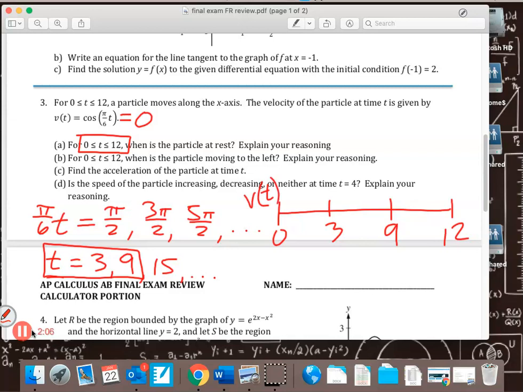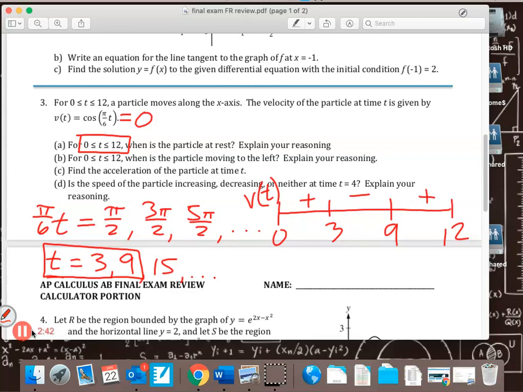If I plug a number like 2 in for t, I get the cosine of 2 pi over 6, which is pi thirds. Cosine of pi thirds is positive. If I plug a number in like 6, then I get cosine of pi, which is negative. And if I plug in a number like 11, I get cosine of 11 pi over 6, which is fourth quadrant, so it's positive.